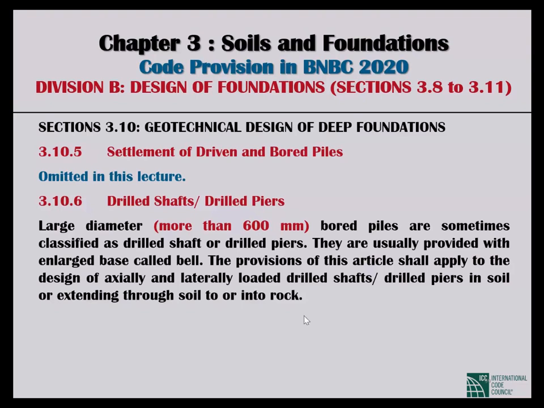So let me repeat. For cohesive soil, there are 3 types of pile we are discussing. Number 1 is driven pile. Number 2 is bored pile. And number 3 is the drilled shaft. In American practice, bored pile and drilled shaft are the same. But in our case, we define them a bit differently. Whenever the diameter of the bored pile is more than 600 millimeter, we call it a drilled shaft. So for 3 types of deep foundation, we have 3 types of approach. Could you get my point?